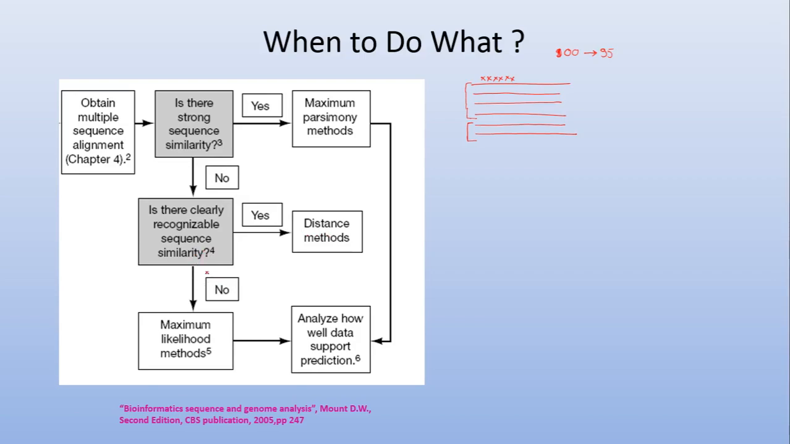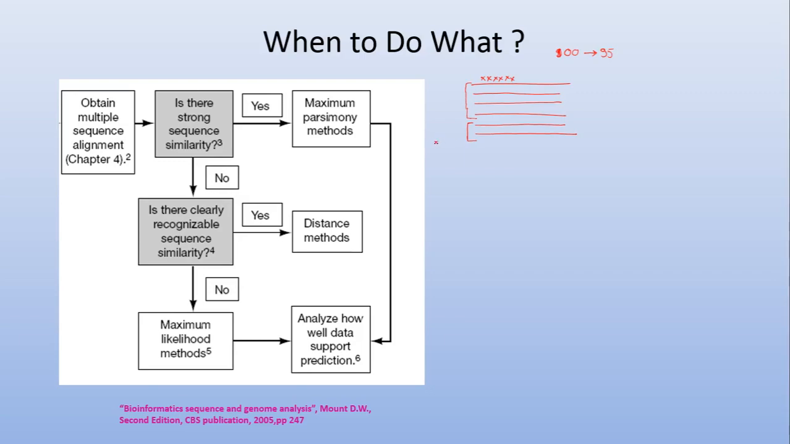And if you still get a negative answer, that in my multiple sequence alignment, leave aside strong sequence similarity, none of the sequences are similar, but you are sure that these sequences are somehow related, then you are supposed to use the maximum likelihood method as the final resort. So whatever method you use for tree reconstruction, maximum parsimony, distance based methods, or maximum likelihood, it depends on the sequence conservation observed in your multiple sequence alignment.